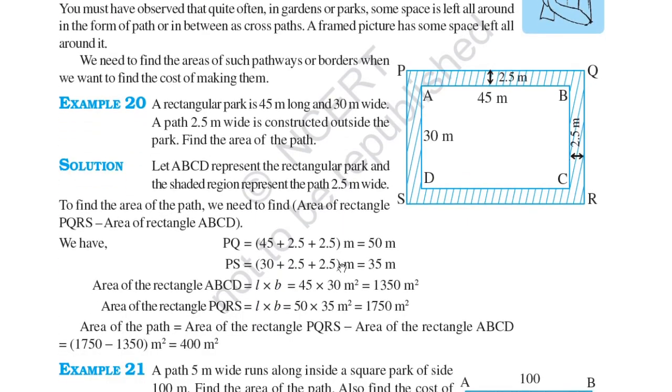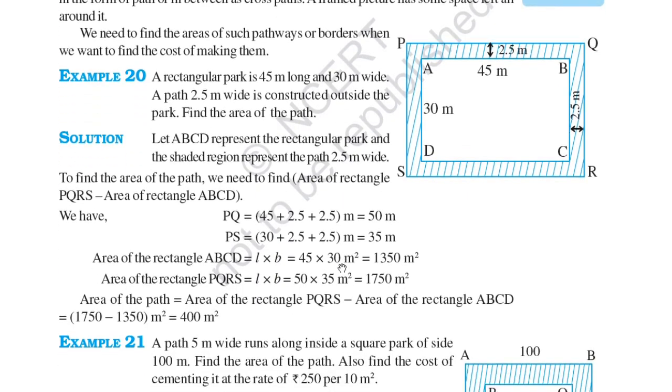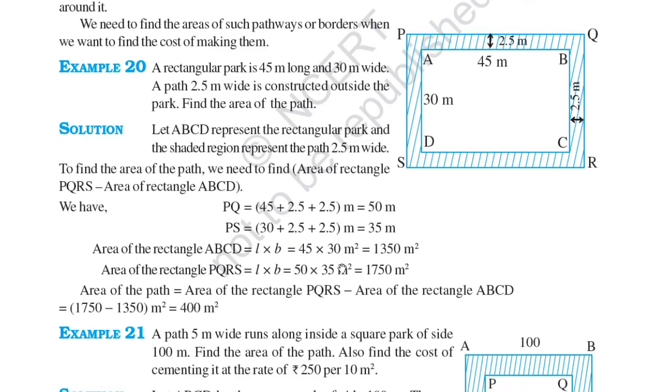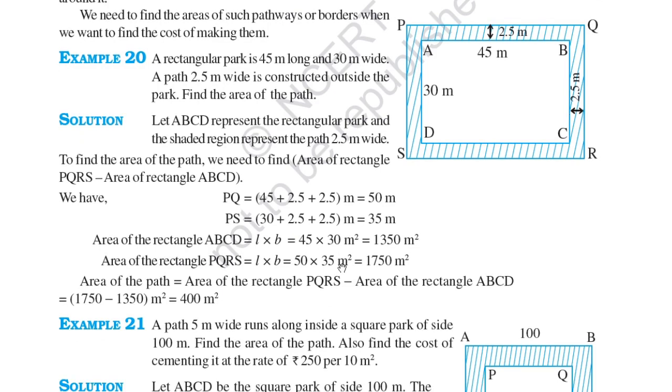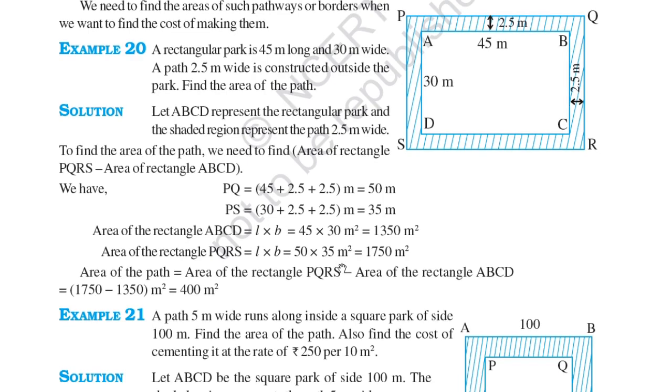A rectangular park is 45 meter long and 30 meter wide. A path 2.5 meter wide is constructed outside the park. Find the area of the path. Let ABCD represent the rectangular park and the shaded region represent the path 2.5 meter wide. To find the area of the path, we need to find the area of rectangle PQRS minus the area of rectangle ABCD.